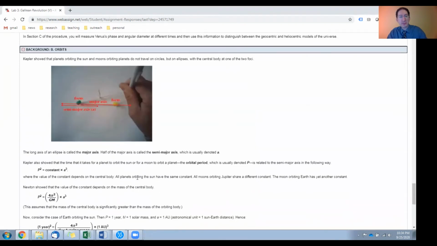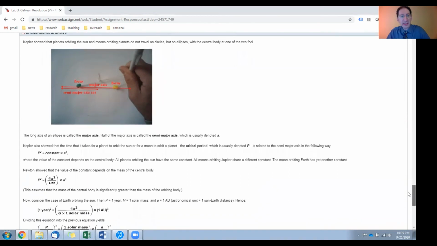So here we're jumping forward in time from Galileo to Kepler and to Newton. By the time we get to Kepler, he realized that the orbits are not circular, but they're elliptical, with the central body, in this case the Sun, at one of the two foci. Focus is singular, foci is plural.